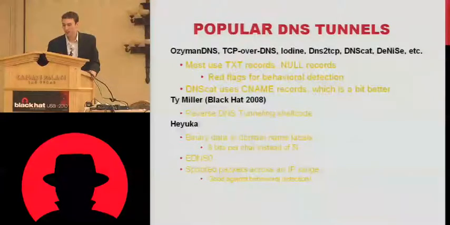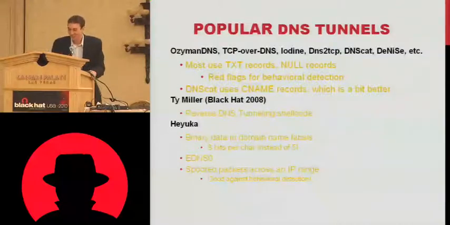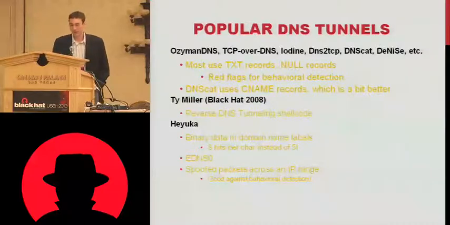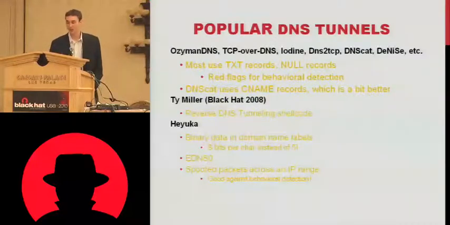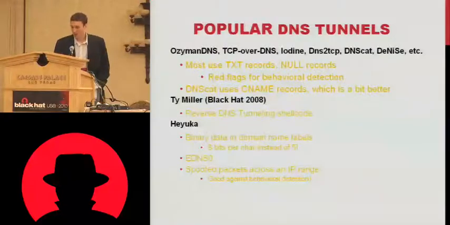There's a lot of popular DNS tunnels out there. Is there anyone out there that has actually created one of these tools? Okay, no one's in the house today, so I can say whatever I want about them and I won't be wrong. A lot of people have heard about Ozyman DNS. That's actually one that was created by Dan Kaminsky a couple of years ago, another one of the presenters here. TCP over DNS is another popular one, Iodine, DNS to TCP. Basically, all of these just allow you to send data back and forth. Most of these are used to tunnel things like HTTP over DNS, things like that. But they'll do it at the TCP layer, the IP layer.